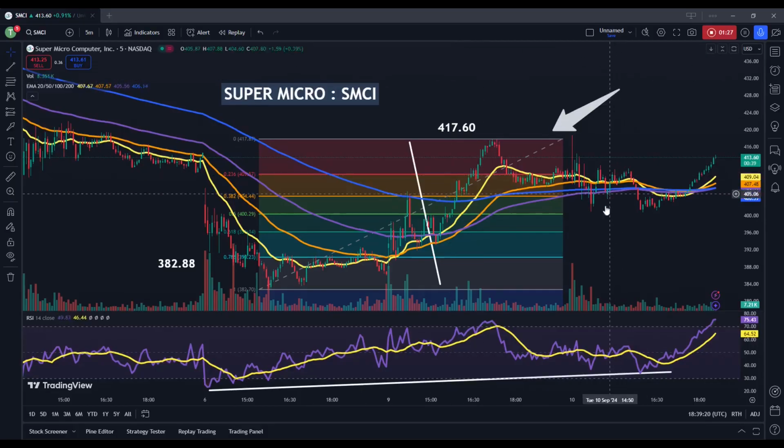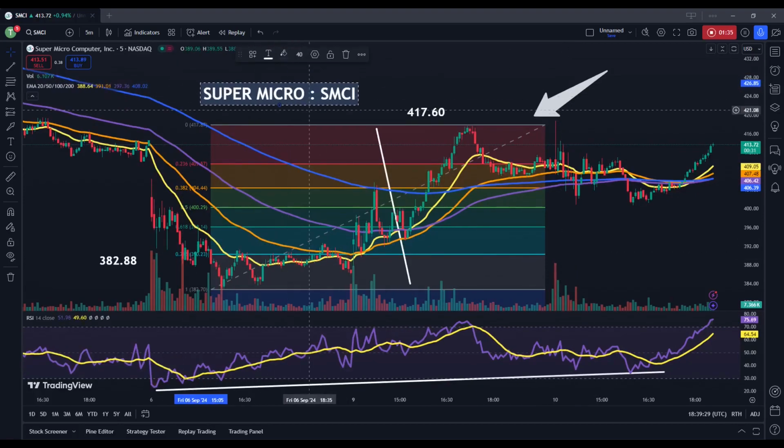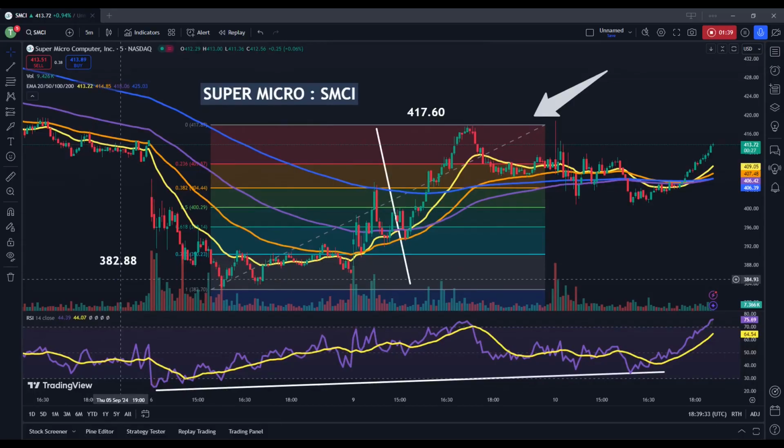So, what I have here is a 5-minute price chart. Every candle on this price chart represents a 5-minute trading period. And the real question at this point is whether or not the stock has actually found a bottom. Most recently, the low that we're seeing comes in at 382.88, so that would be the price low from September 8th.